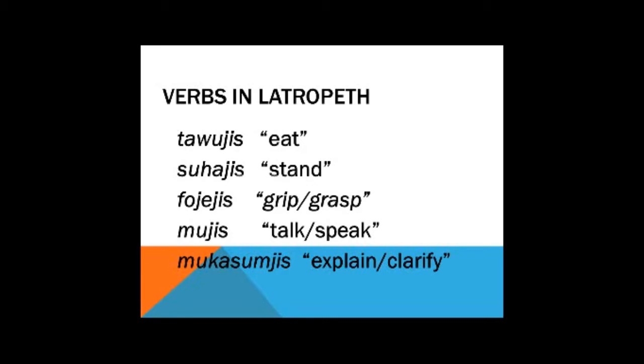Tawu yis, eat; suha yis, stand; foye yis, grip or grasp; mu yis, talk or speak; and mu kasum yis, explain or clarify. The last one is an example of a verb that's built up out of simpler components. So mu means speak, kasum means clear. So speak, clear, mu kasum means explain or clarify.